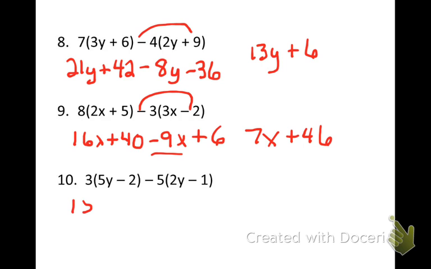Distributing here, 15y minus 6, distributing the negative 5, negative 10y, negative times negative plus 5. 15y minus 10y would be 5y, negative 6 plus 5 would be minus 1. So watch out when you distribute negatives, because that's the biggest problem.